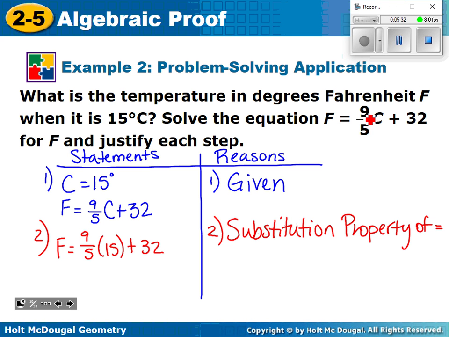It's not distributive property either. Remember that just because you have a parenthesis doesn't make it distributive property. Distributive property says you have to have two terms inside your parentheses and a term out here, and you are distributing that to more than one item. Okay? And we're not distributing it. We're just simply simplifying what 9/5 times 15 is. So what is 9/5 of 15?